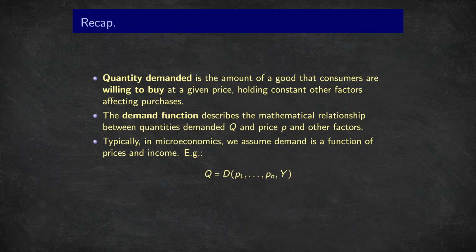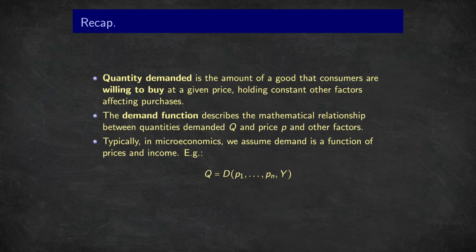So let's start with a basic recap of some of the terms we'll use today. When we talk about the quantity demanded for a good, we're talking about the amount of a good that a consumer is willing to buy at a given price. A demand function describes the mathematical relationship between quantities demanded and the price of that good, and also of other factors. So typically in microeconomics, we assume a demand function that depends on the price of the good in question, but also depends on the prices of other goods, and may also depend on the consumer's income, and possibly other factors.